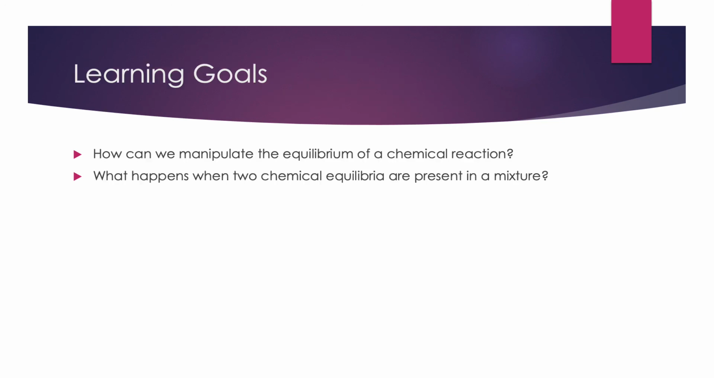So, have we learned something about manipulating the equilibrium of a chemical reaction? I hope so. I hope you have a good feel now that this can be done either through techniques using Le Chatelier's principle or through techniques of having multiple equilibria. We've also seen what happens when we have two chemical equilibria present in a reaction. This makes it a little bit more complicated to solve, but nevertheless gives us a chance to figure out what the equilibrium concentrations are going to be for all the species in that mixture.